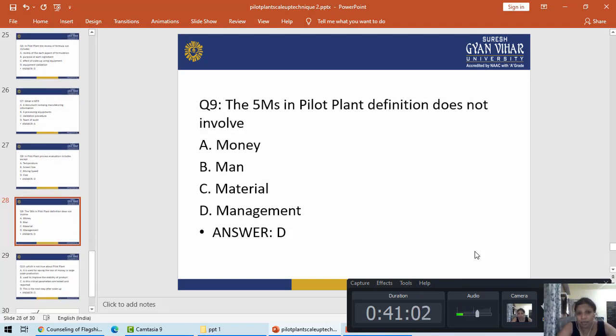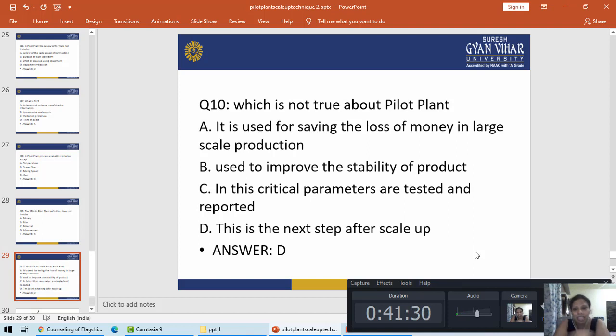Now, the 5 M's in the pilot plant definition do not include which one? We have also discussed this question in our last video, and the answer is also in the first video, but it is important, that's why I have incorporated it here also. In the definition of pilot plant, the 5 M's do not include management. Money is there, man is there, material is there, two others are there, but not management.